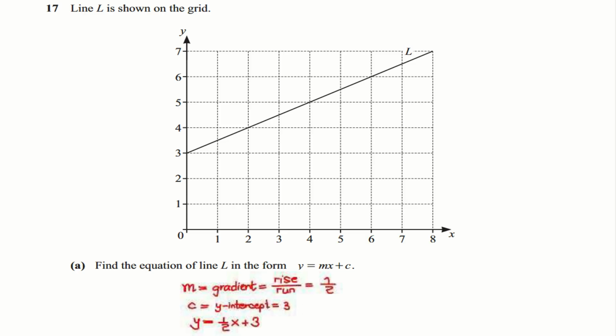Number 17. The line L is shown in the form y equals mx plus c. First of all, we have to find the gradient. Rise over run, 1 over 2. C. The y-intercept is 3. So y equals 1 over 2 x plus 3.